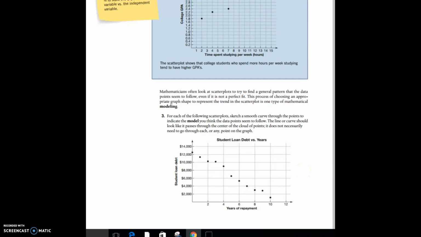So the number of years of repayment, notice this is going down. So this is a negative correlation. So meaning as the years of repayment goes up, the amount of money you owe goes down. So that's a negative, and it's definitely linear. Do you see how it kind of looks like a line there?